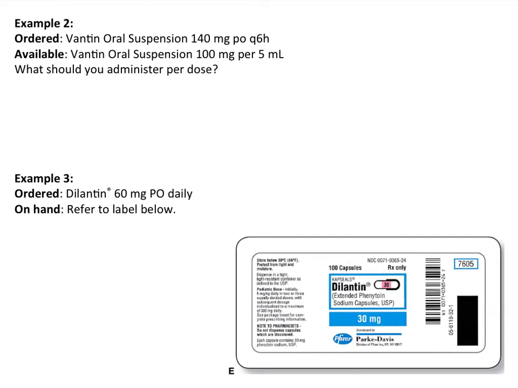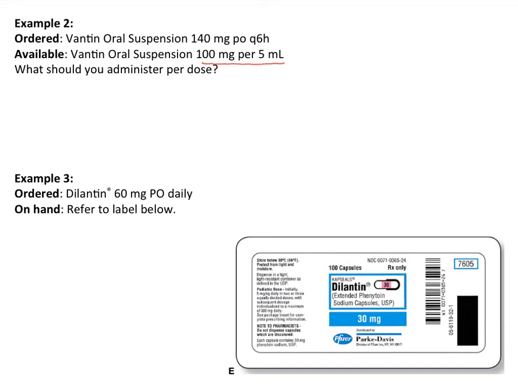Now I'm going to go over these examples using dimensional analysis and proportions, but if you want to stop now and practice these two, please do. So for the first one, I know I need to give Vantin an oral suspension of 140 milligrams by mouth. When I am done, I know I'm actually giving the patient this Vantin oral suspension. There are 100 milligrams per 5 mLs.